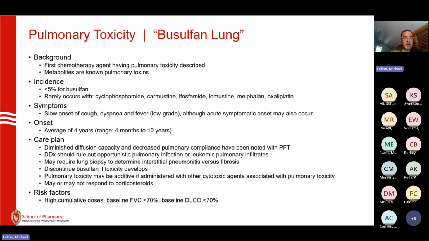And so generally, really working closely with the pulmonary team. We consider steroids, but it generally has not been super helpful. In general, more really needs to be done to figure out how to respond and how to appropriately treat this adverse effect.